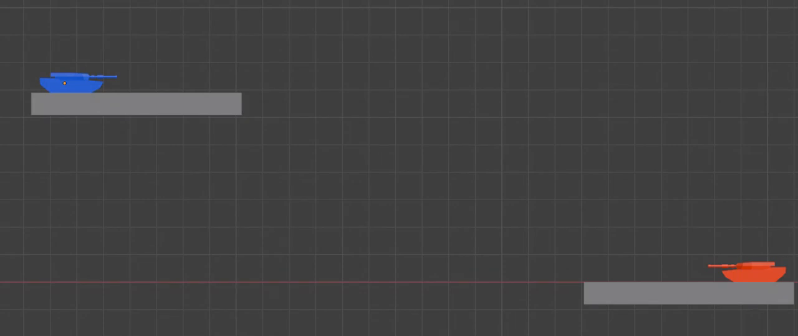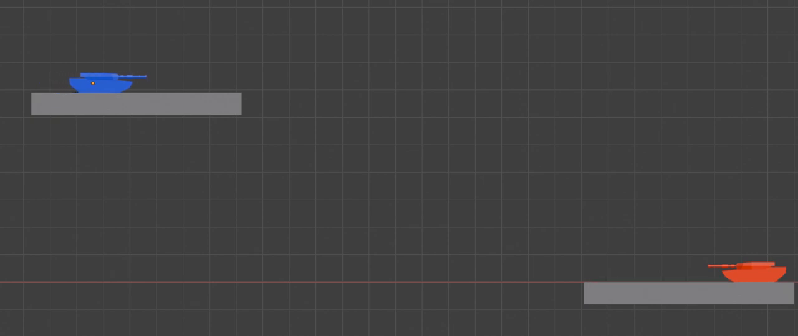Alright, so this video is going to be about tanks. We have two tanks here. We have the blue tank right here, that's Team Blue, and down here we have a red tank, which is Team Red. And in this scenario, they're enemies. The blue tank has the high ground and the red tank has the low ground. Let's take a look at what they're going to do.